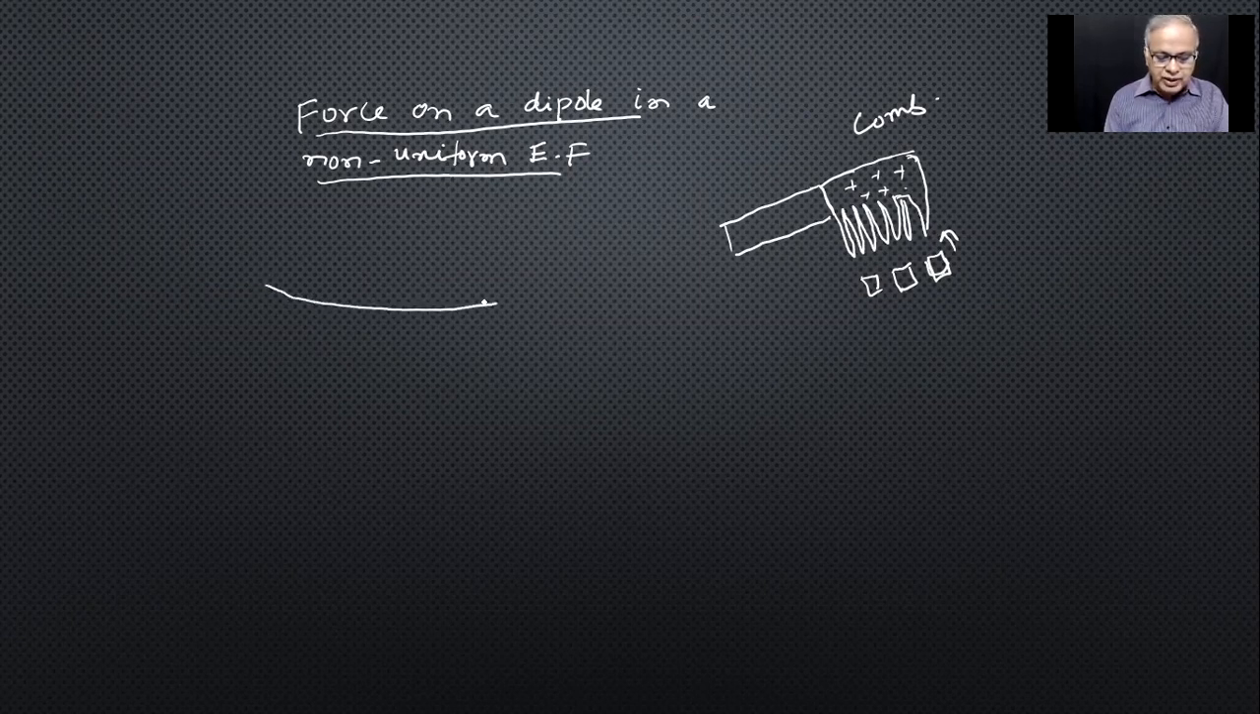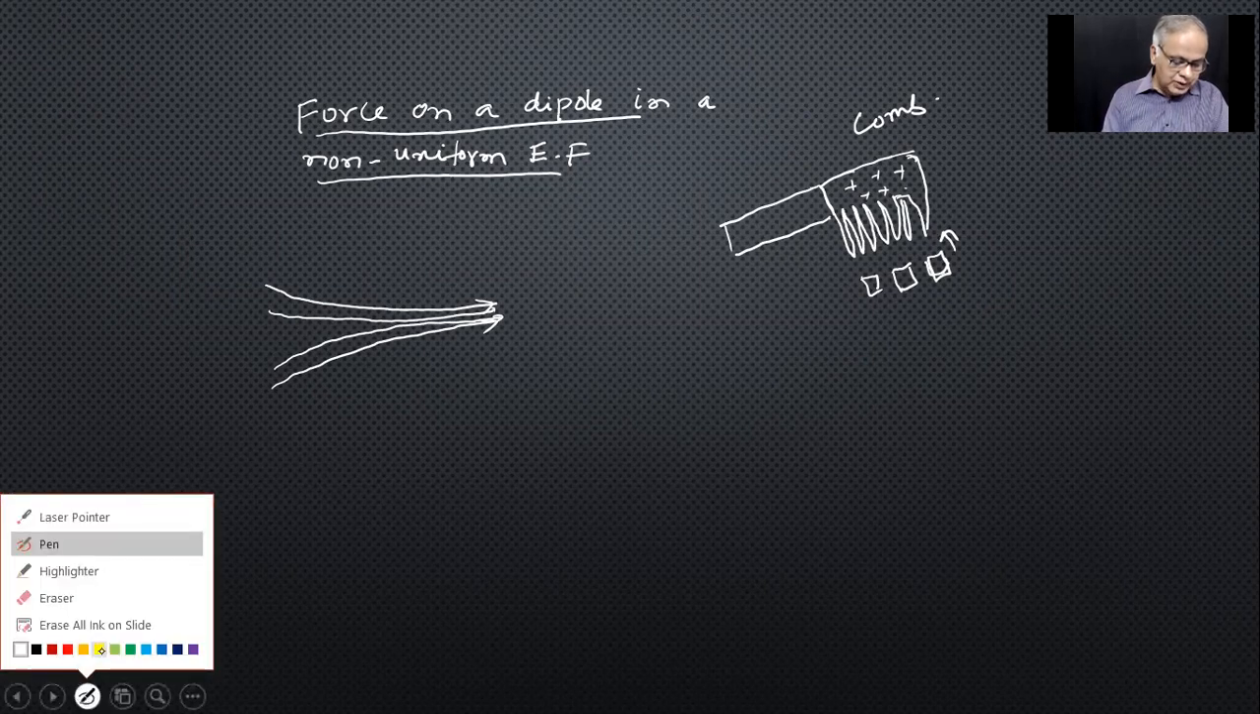Non-uniform field will be shown by not parallel lines, but say some lines like this. This is a non-uniform field. This side E is less, this side E is more. If the lines of force, the field lines, are crowded in a region, people say E is more.